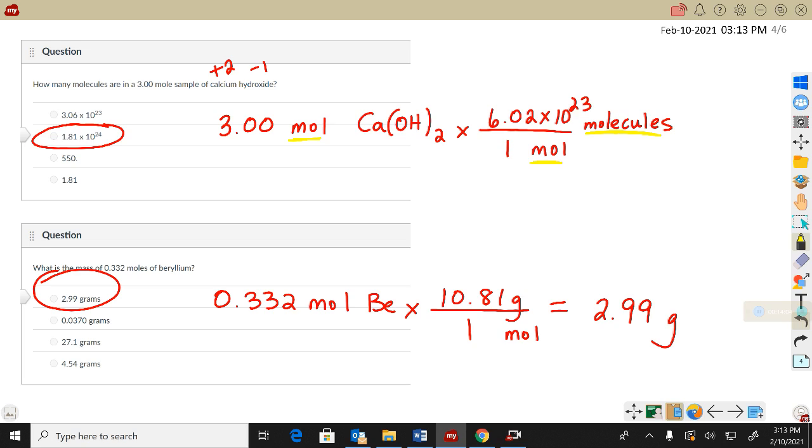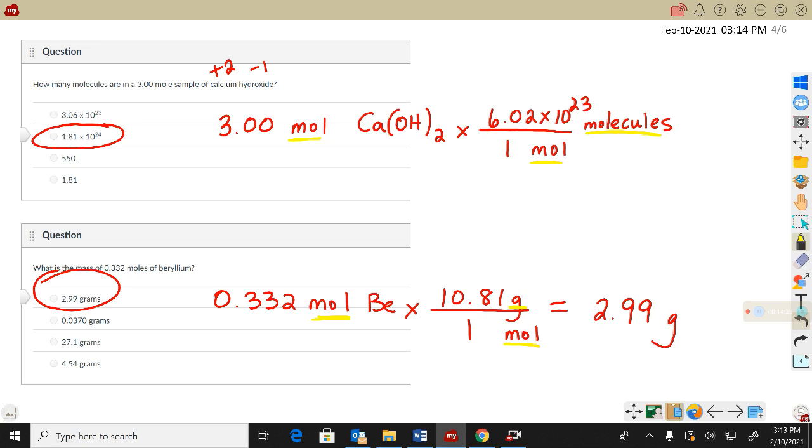What mass is equivalent to 0.332 moles of beryllium? So I've got a number. I've got a unit. It's in moles. I want to cancel moles. And I want mass, which would be grams. So I put my units in first, and then I fill in the numbers. Whenever you've seen a mole, it's always been 1. Whenever you see grams, it's always off the periodic table. With an element like beryllium, I can just look it up.